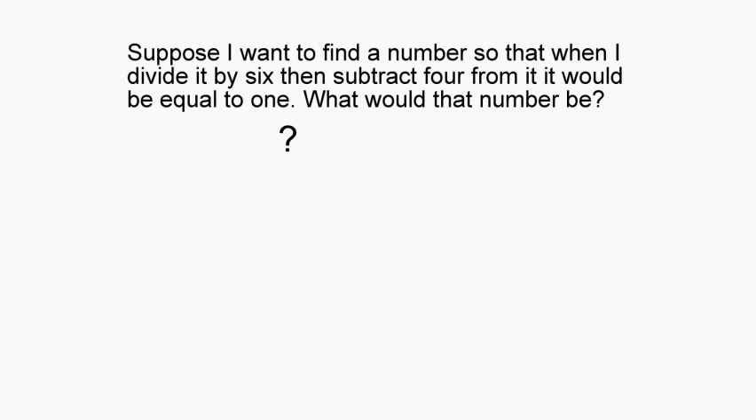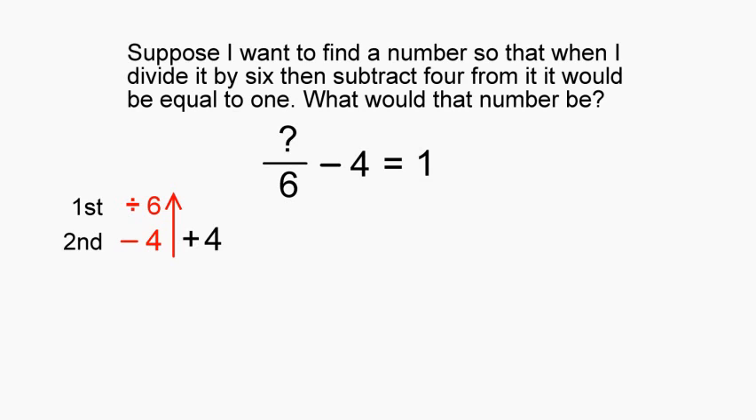If I read it again, it should tell me exactly what I have to do to solve it. I want to find a number so that when I divide it by 6, then subtract 4 from it, it will be equal to 1. So the first thing being done to the unknown is it's being divided by 6, then 4 is being subtracted from it. So in order to undo these two operations backwards, I have to first add 4 to both sides, then multiply both sides by 6 to get the missing piece by itself on the left side.